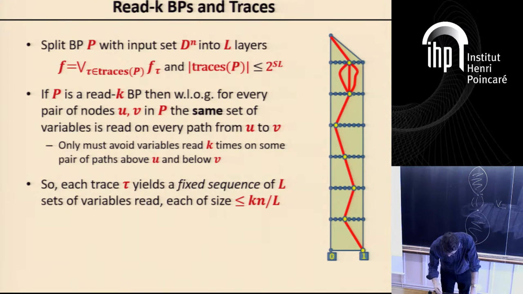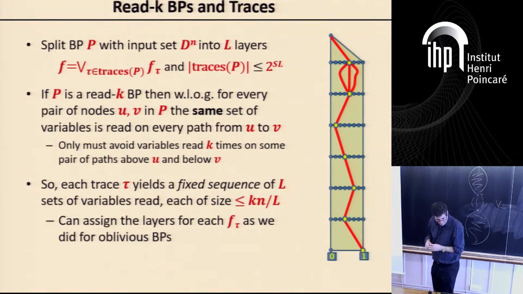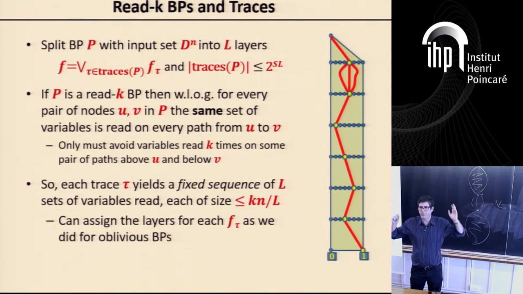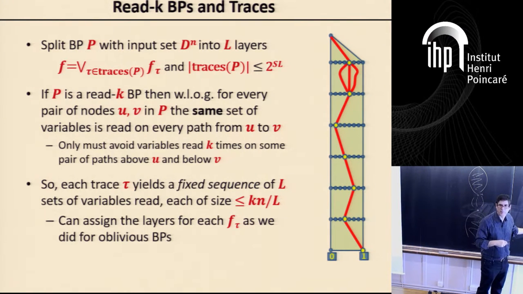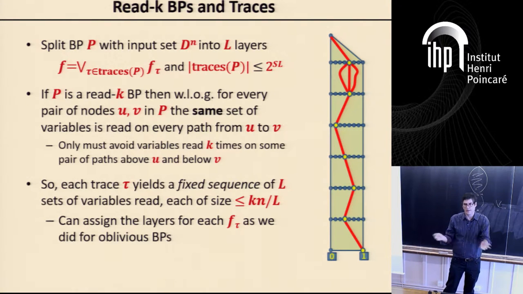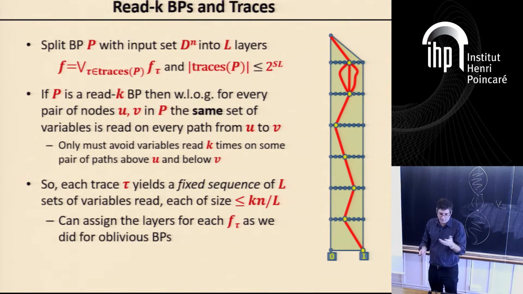And so we can assign the layers for each tau just as we did with oblivious branching programs. Once I fix this trace tau, I have a fixed set of variables that are read. The order in which they're read within each segment might vary. But exactly the same thing we said about assigning things to Alice and assigning things to Bob works the same here, because that's all we use. A variable is read at most k layers. You flip a coin. About a 1 over 2 to the k fraction gets sent to each player.